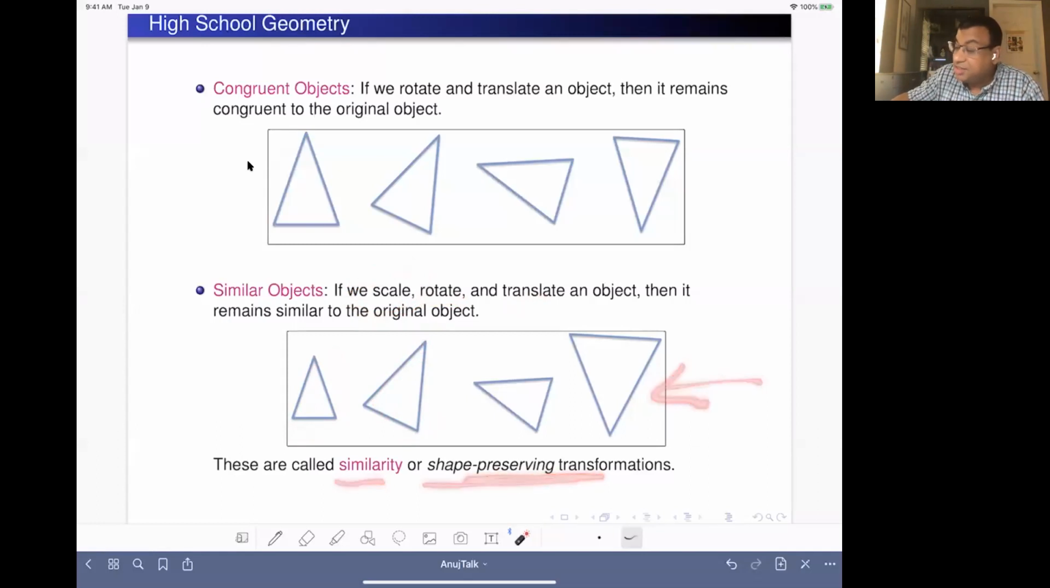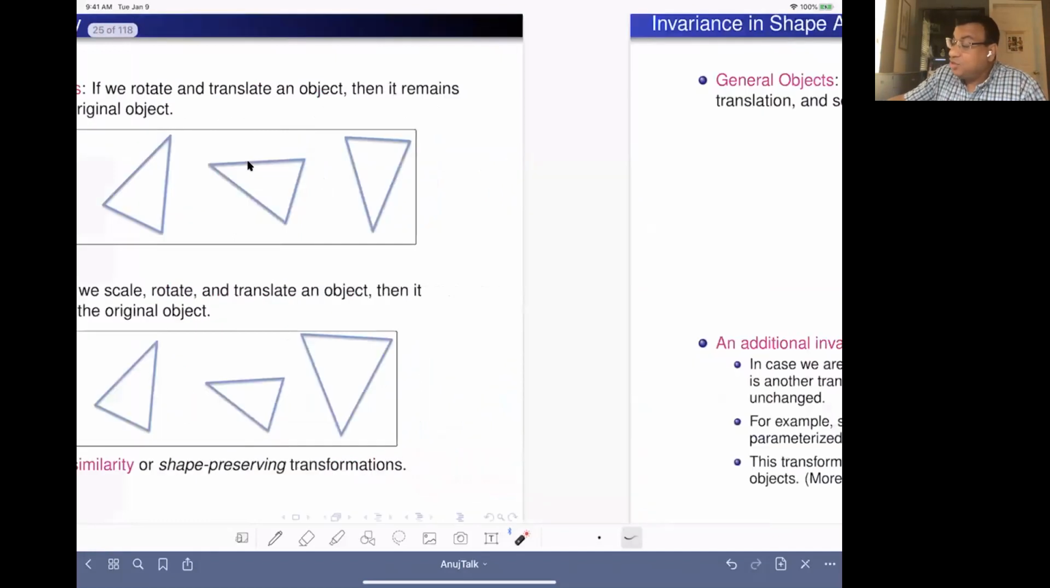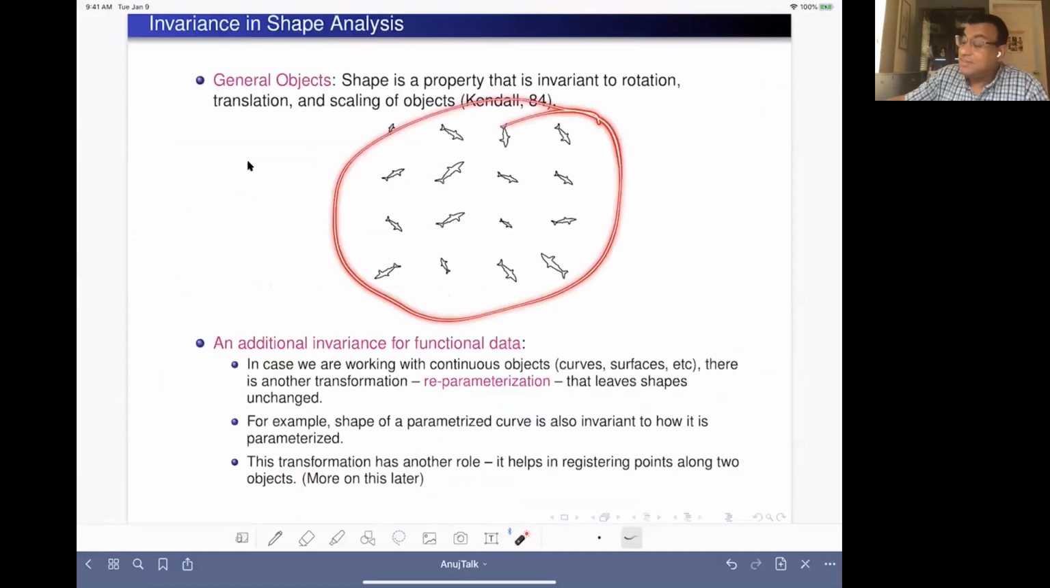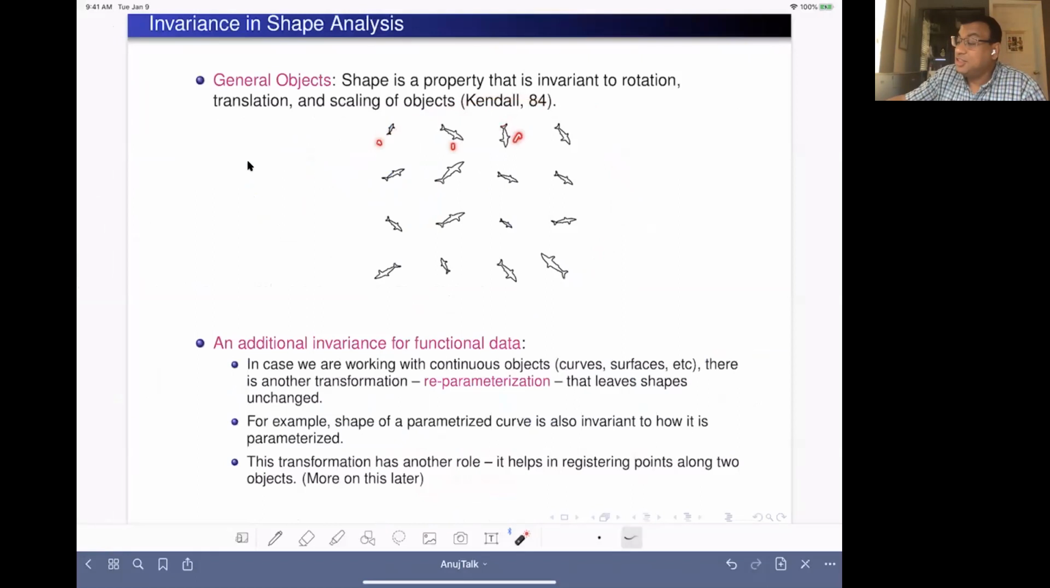These transformations, rotation, translation, scale, people call them similarity transformations because they leave the objects similar. They don't change the object. In our language, we call them shape preserving transformations because they preserve the shape. They don't change the shape. All right. So for more complicated objects, same thing. All of these objects in this picture have exactly the same shape. They have different rotations, different translations, different scales, but they are only shape preserving transformations.